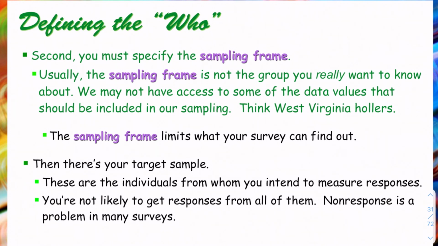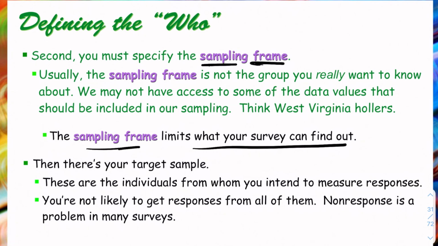Second, you must specify the sampling frame. Usually, the sampling frame is not the group you really want to know about, because we may not have access to some of the data values that should be included in our sampling. The sampling frame limits what your survey can find. Then there's your target sample. So who's the group you're actually using?